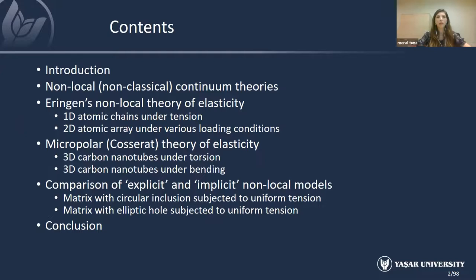So I will start with a brief introduction to non-locality. Then I will talk about the methods that can be used to handle such non-local structures. Then I will continue with introducing the classification of non-local theories as implicit and explicit, particularly focusing on the explicit type Eringen's model and the implicit type micropolar model. After that, I will try to show the capabilities of these theories through some example problems that we examined over the years. And lastly, I will point out some remarks.